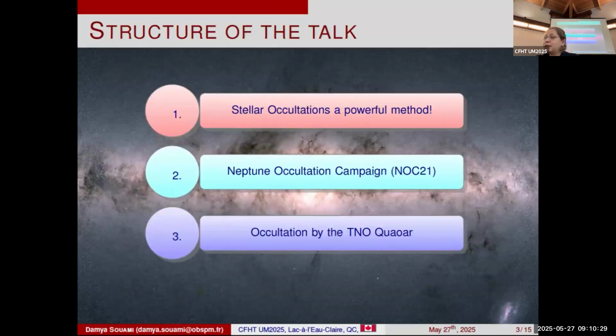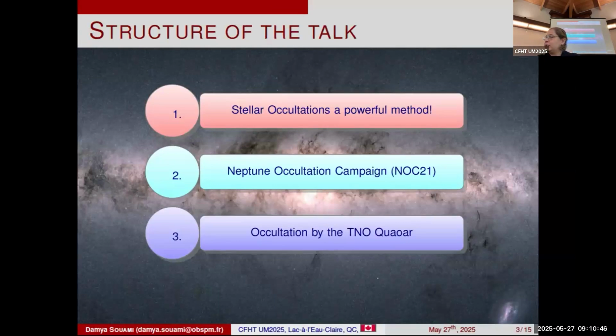So first of all, what is a stellar occultation? Basically, a star being occulted. This is not a transit, although the principle is the same, simply because the star is outside of the solar system and the object is within our solar system. It's called a transit when it is within the same system.